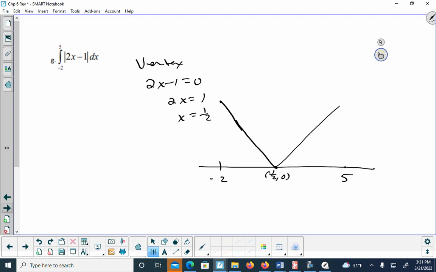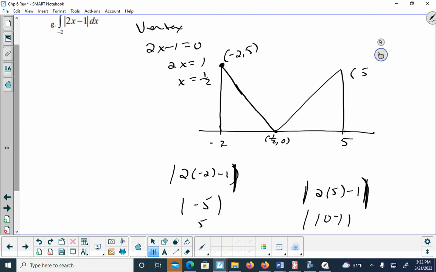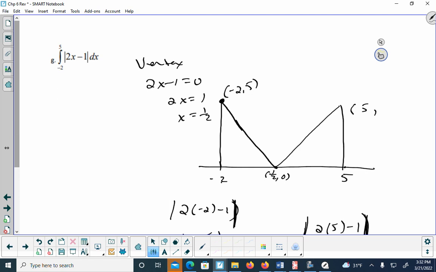I have to find out how tall this triangle is. So to find out how tall this triangle is, I put negative 2 in. So 2 times negative 2 minus 1. So that's negative 4 minus 1, so that would be negative 5. So that would be 5 in absolute value. So this one here is going to be 5. Over here, when I do 5, I'm going to have 2 times 5 minus 1. So that's going to be 10 minus 1, which is 9. And the absolute value of 9 is 9. So this one is going to be 9.